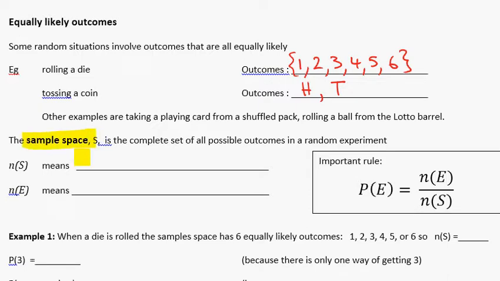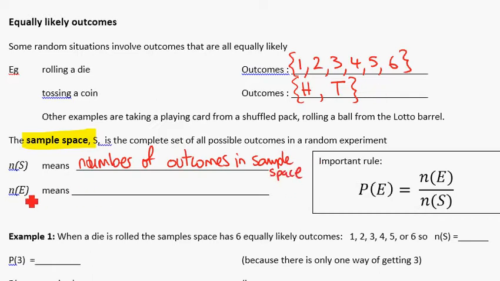Sample space. The sample space is the complete set of all possible outcomes in an experiment, like up here. These are both sample spaces. We often use curly brackets to denote a set. N(S) means the number of outcomes in the sample space. So that would be the number of possible outcomes. And N(E) would be the number of successful outcomes.